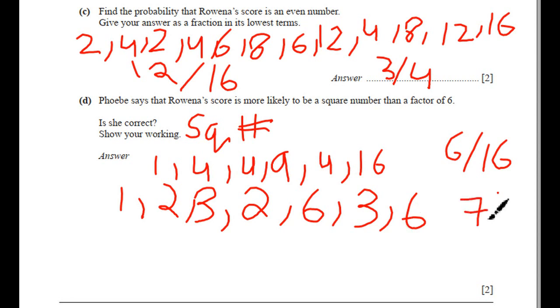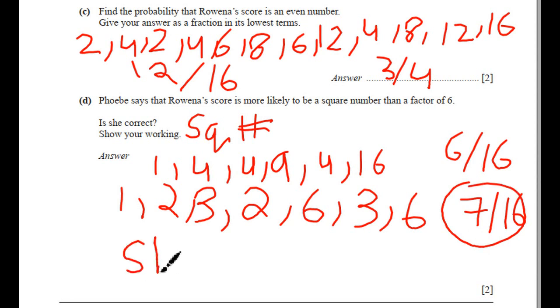So Ben says that Rowena's score is more likely to be a square number than a factor of 6, which is wrong because the probability of getting a factor of 6 is 7 by 16. So you just write she is wrong and working shown, or just mention this in words. She is wrong, just mention that the probability of getting a factor of 6 is 7 by 16, whereas the probability of getting a square number is 6 by 16. That's all.